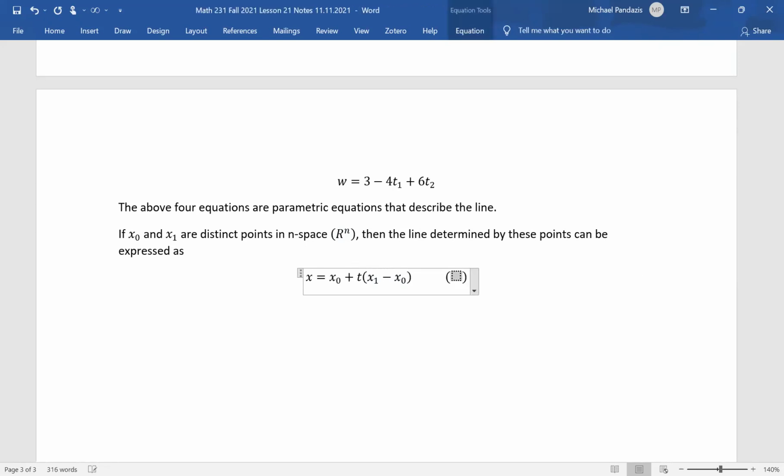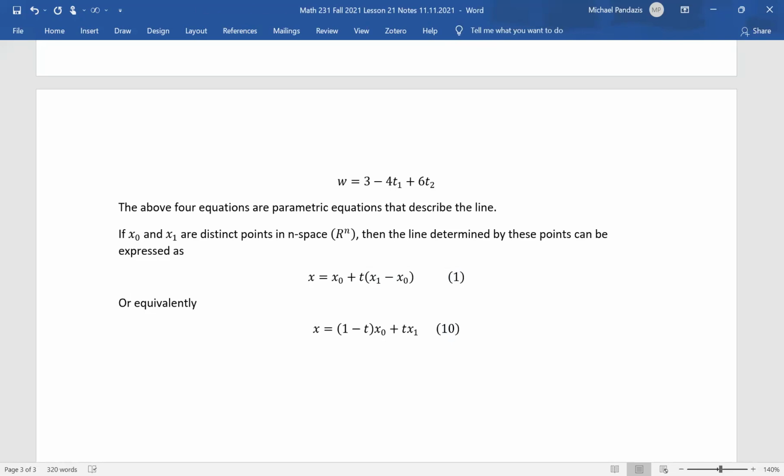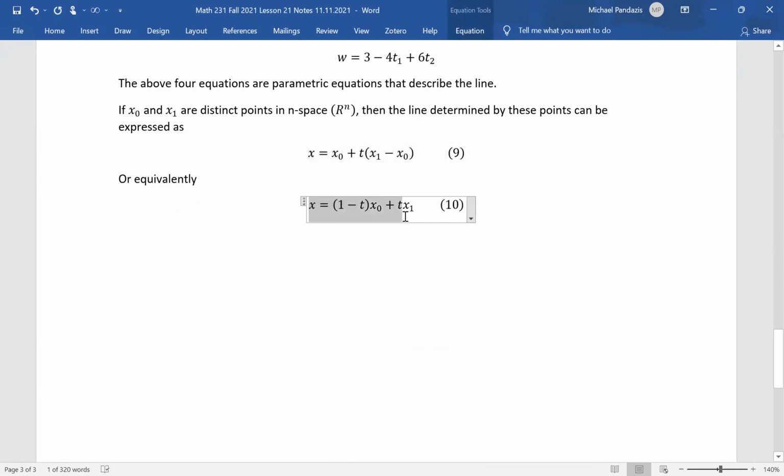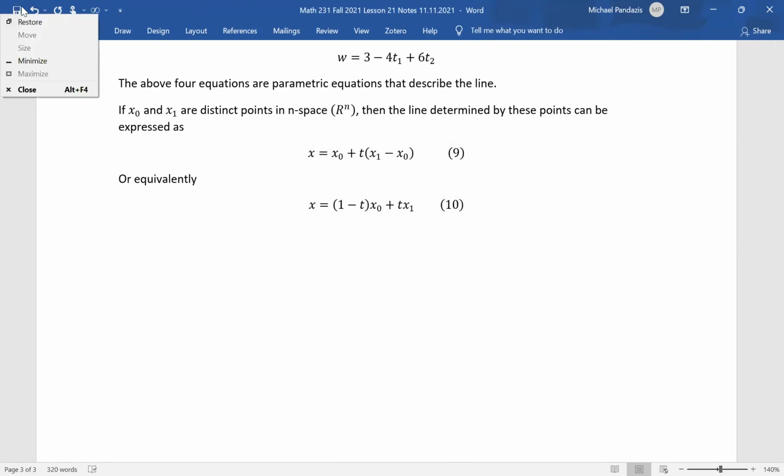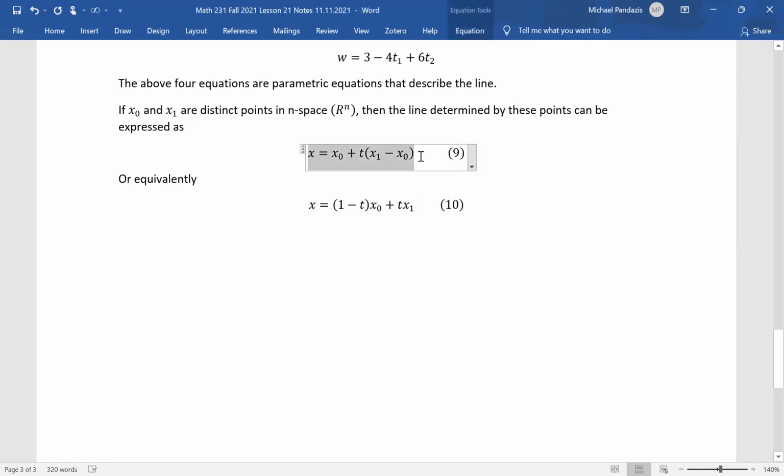I'm going to denote this as equation 1 in this section, or equivalently, an equivalent way to write that equation is x is equal to 1 minus t times x0 plus t times x1. Equivalent just means that it has the same solutions, or its graph is the same. Okay, so this is not 1, this is 9. That's equation 9 in this section. This is equation 10 in this section of the book. The solution set of this equation is the same as the solution of that one. When two equations have the same solution set, they are equivalent. When they have a different solution set, they are not equivalent. Since all we care about are the solutions, there's nothing wrong with looking at an equivalent equation. We don't have to deal with a particular equation.